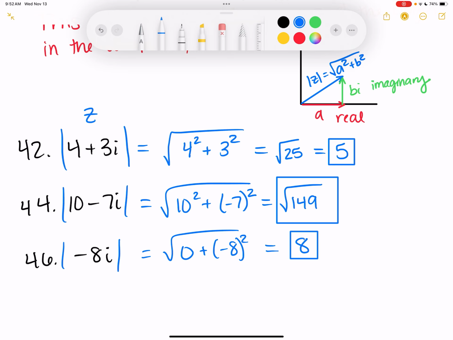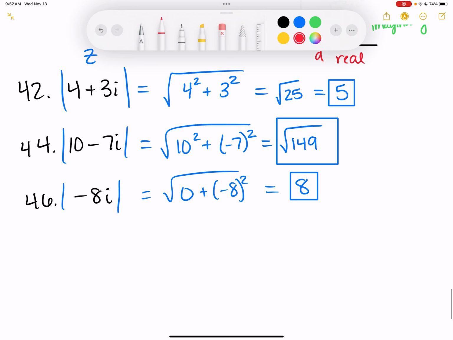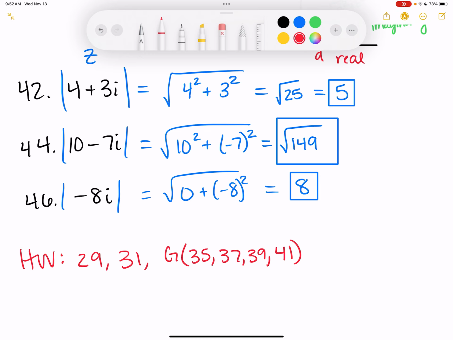All right, any questions? Your problems then are 29, 31. The graphing ones can all be put together: 35, 37, 39, and 41. So you just need to draw one plane and do them. And then 43, 49, and if we finish our homework, I want you to do 53 also.